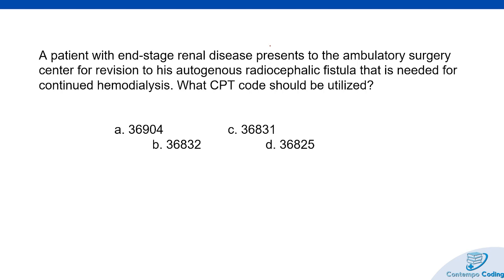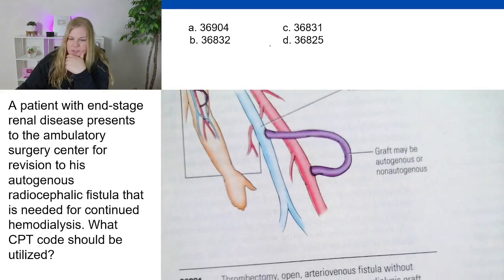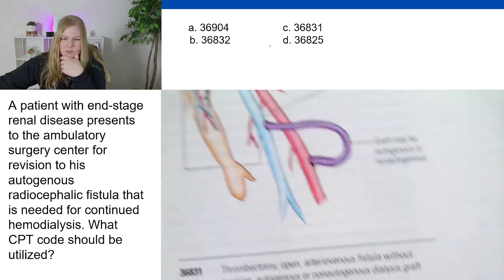patient with end-stage renal disease presents to the ambulatory surgery center for revision of his autogenous radiocephalic fistula that is needed for continued hemodialysis. What CPT codes should be utilized? Now, when I look at these potential answers for this, I see something in common. Do you see it?